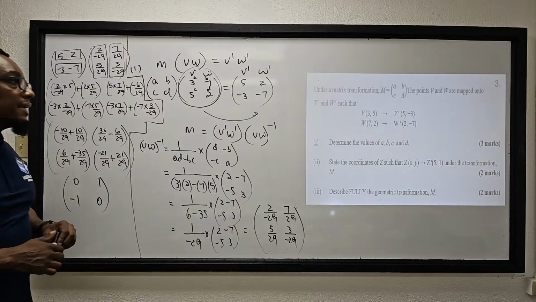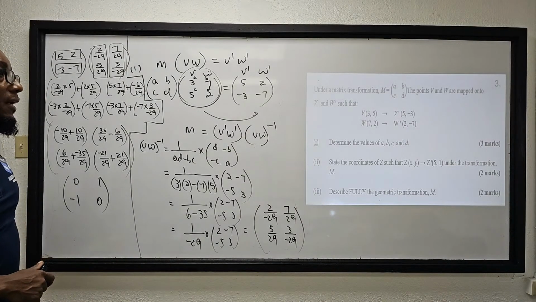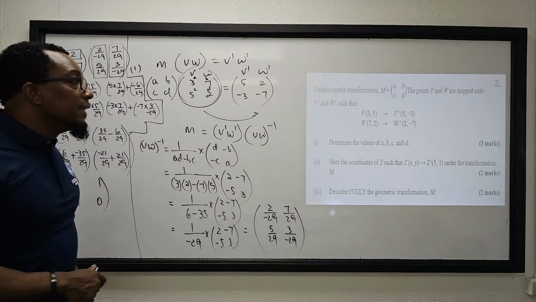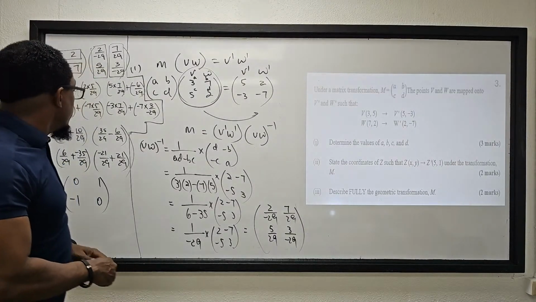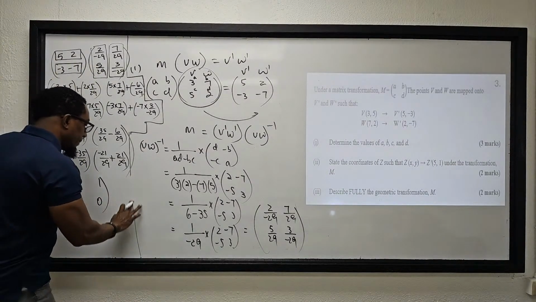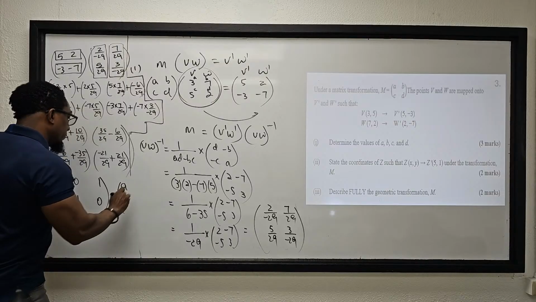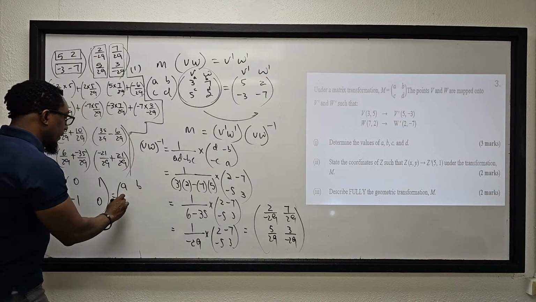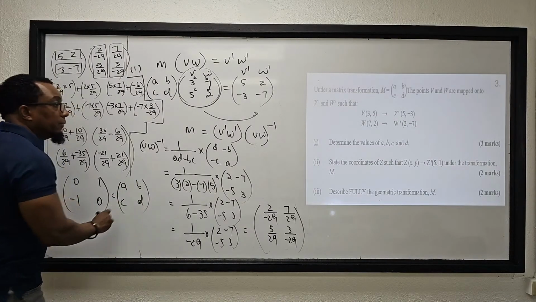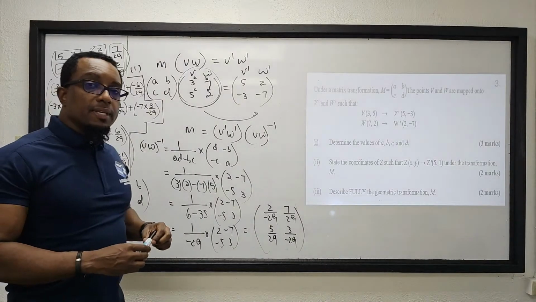Alright? And that there will be our representation for A, B, C, and D. So we know that A will be 0, B will be 1, C is negative 1, and D is 3. So we have found A, B, C, and D.